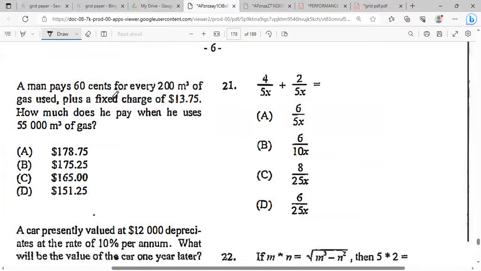A man pays 60 cents for every 200 m3 of gas plus a fixed charge of $13.75. How much does he pay when he uses 55,000? All right, so since they give us 55,000, we need to know how many 200s are in this. So I'm going to figure that out now by dividing.